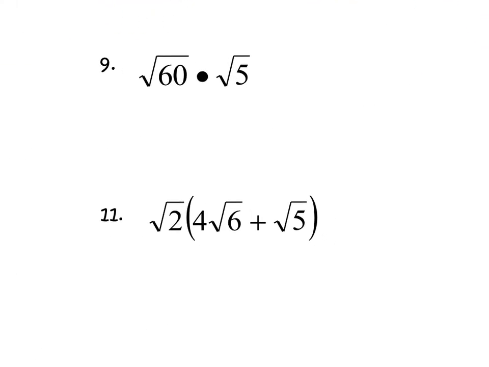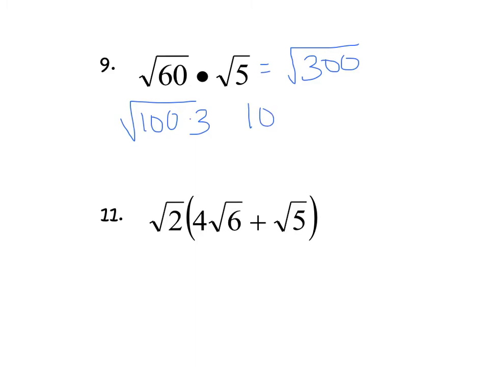Okay, scooting over to number 9. 60 times 5 is the square root of 300. And if I divide that up, 100 times 3. The square root of 100 is 10, and the square root of 3 hangs out underneath.